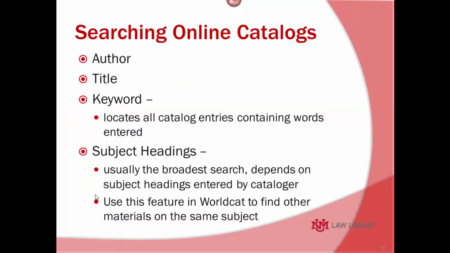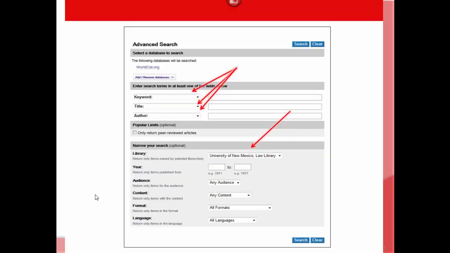When you're searching online catalogs such as WorldCat, you can search by author, by title, by keyword, which locates all catalog entries containing the words entered, as well as subject headings. Subject headings can be used in WorldCat to find other materials on the same subject. It depends, though, on what subject the cataloger has entered. So it's not like keywords, where it's any keyword that has been entered into that item's record. It's been subject tagged by a particular individual cataloger.